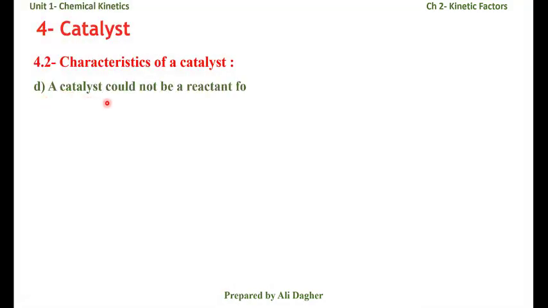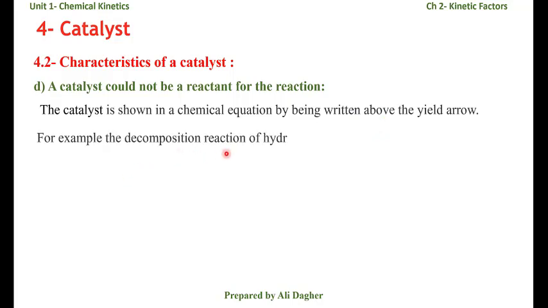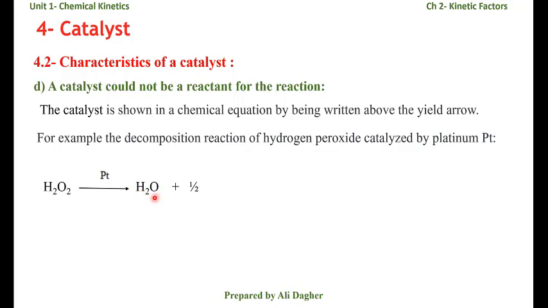D. A catalyst could not be a reactant for the reaction. The catalyst is shown in a chemical equation by being written above the yield arrow. For example, the decomposition of hydrogen peroxide catalyzed by platinum Pt: H2O2 gives H2O plus half O2. The catalyst is written above the arrow, Pt. This is the correct writing of the equation of the reaction.